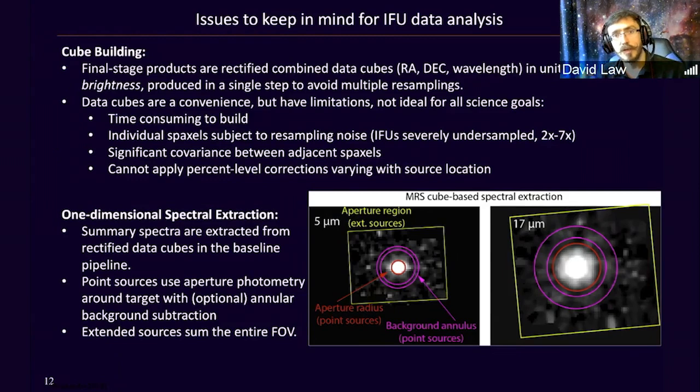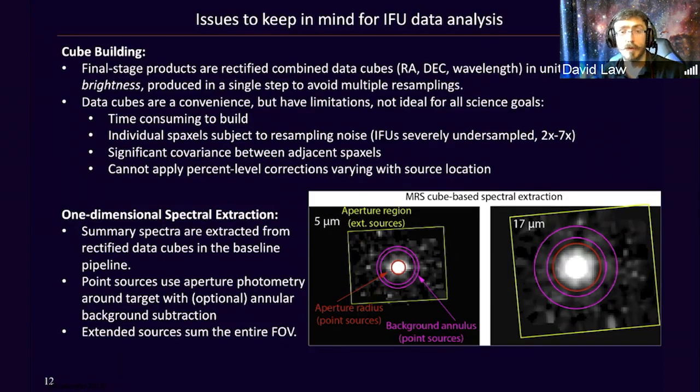As you step through running the pipeline yourself, you'll notice that sometimes it takes quite a while for the pipeline to run through the cube build step. And that's something that we're working on speeding up, but it can still be relatively slow, especially for building big cubes. Individual spaxels in the cube, if you plot the spectrum of just one spaxel as opposed to a single spatial resolution element, you'll often see resampling noise. And that's coming about because the IFUs are severely undersampled by factors of many times in a few cases. You can also have covariance between the adjacent spaxels simply because of the algorithms you're using to reconstruct the data cubes from the individual samples of data that we had on the detector.